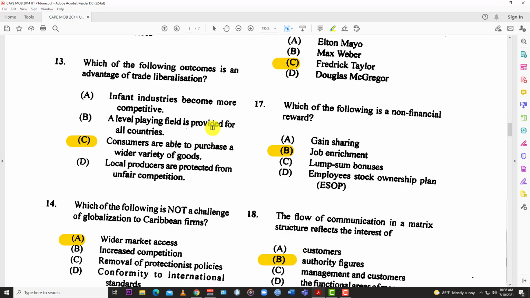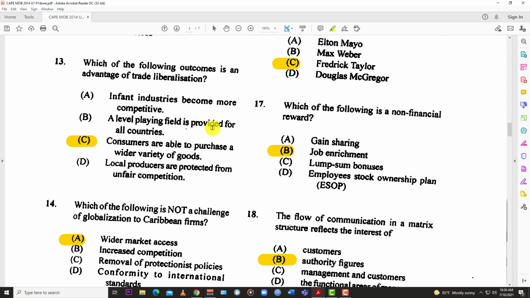B, a level playing field it provides for all countries. On paper again, that's true, but we all know some countries produce better than others, are able to produce at costs lower than others, and so it's not an even playing field. Look at the Caribbean. We can't compete. Right after we stopped receiving preferential treatment with our sugar, our banana, etc., those industries basically went through the door.